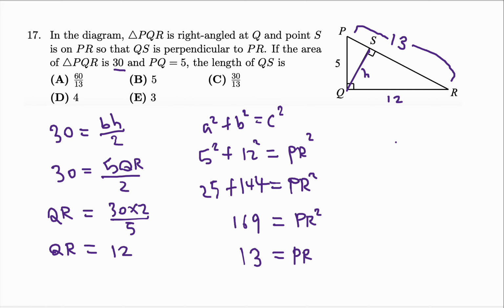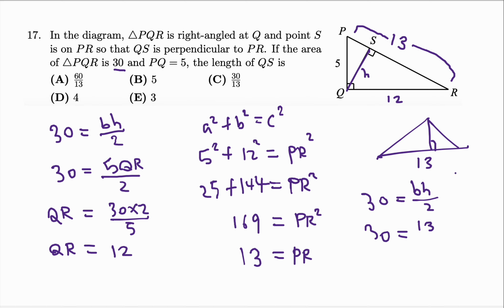Looking at it, if we were to rotate the whole triangle like so, now this is your new height. So we just flipped it over, right? And this is 13. And the height we need to find, and the area is 30. So we have 30 equals base times height divided by 2. Our new base is going to be 13 times the height, which is QS, divided by 2.